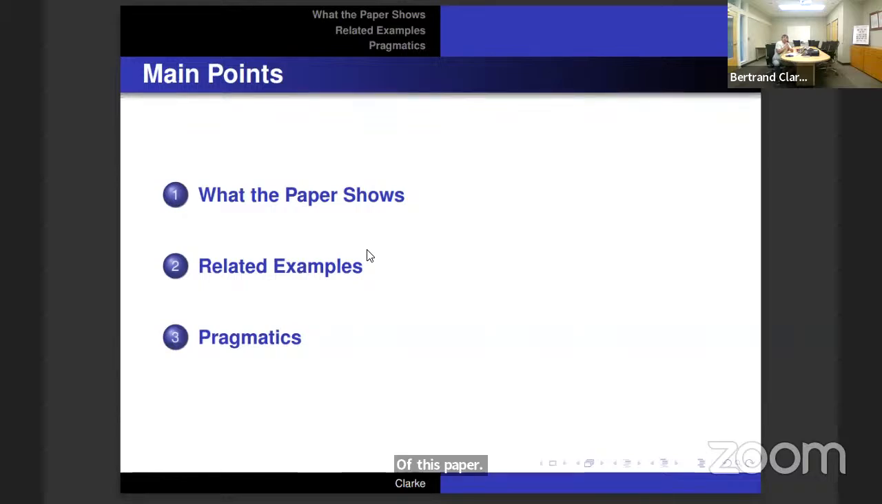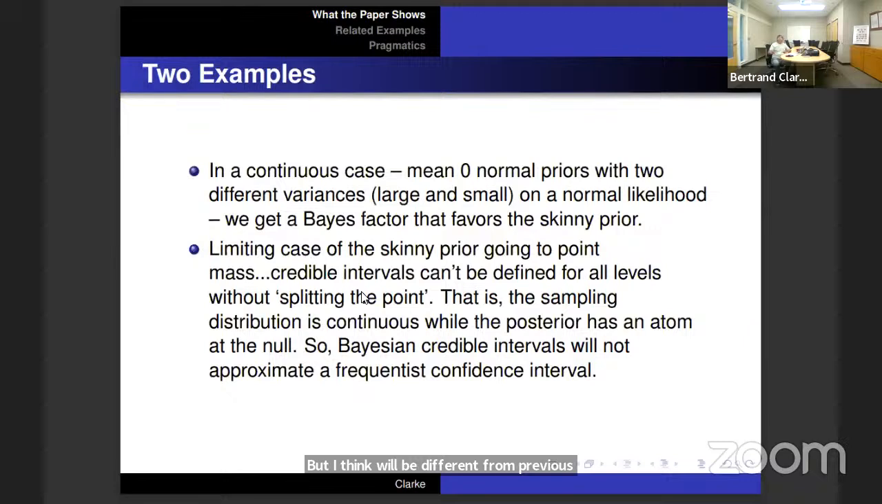So first, I'd like to restate what the paper shows, maybe a bit more exactly. And then I'd like to show you two further examples. And then I'd like to offer some explanations that I think will be different from the previous speakers. So there were two key examples in this paper. In the continuous case with mean zero normal priors and two different variances, on a normal likelihood, we get a Bayes factor and it favors the skinny prior.